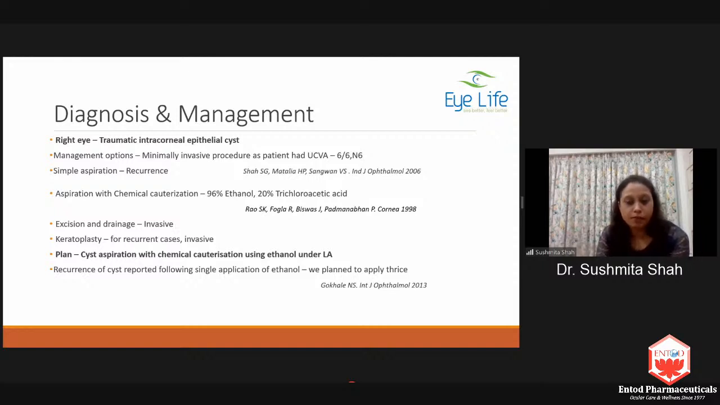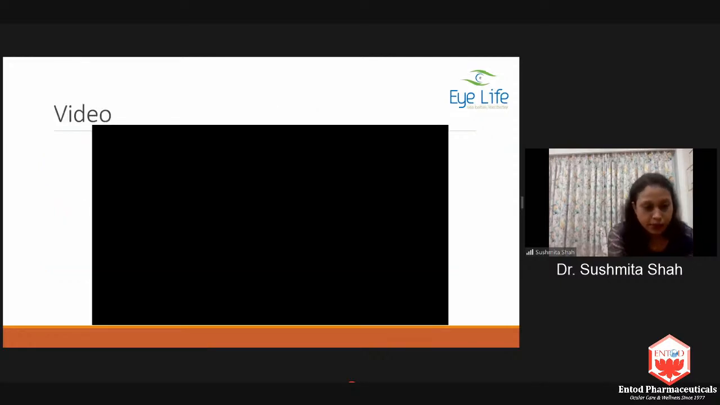So our plan of management was to go ahead with cyst aspiration with chemical cauterization with ethanol, because ethanol is more easily available to us. Then we came across a paper, Dr. Gogne's paper, where he had used ethanol but reported recurrence of the cyst following a single application of ethanol and had to do an excision and other maneuvers. So we planned that instead of just a simple application of ethanol, we should possibly use it multiple times within the same sitting. So, coming to the video.